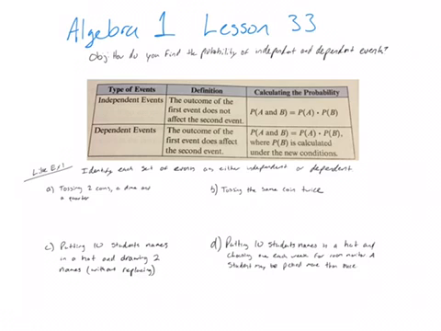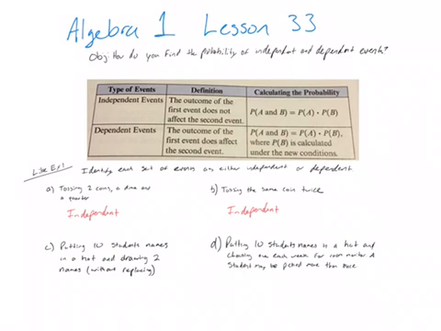So part A here says tossing 2 coins, a dime and a quarter. Well, if I'm just going to toss 2 coins, whatever the dime does is not going to affect the quarter, and whatever the quarter does is not going to affect the dime. So they do not affect each other, which means that these would be independent. Part B, tossing the same coin twice. Well, if I toss the coin once, it's not going to affect how I toss it again. So it's going to be independent as well.